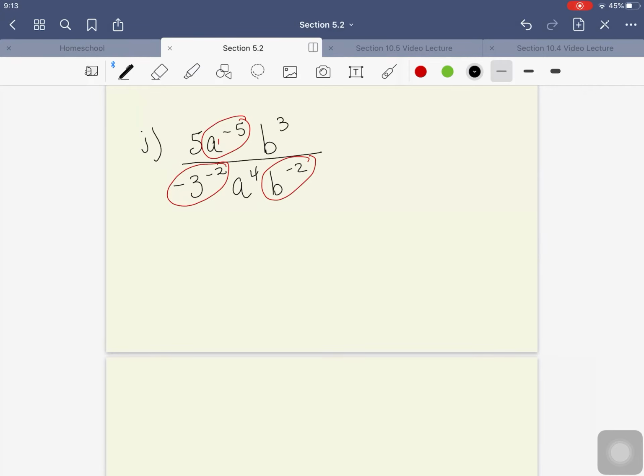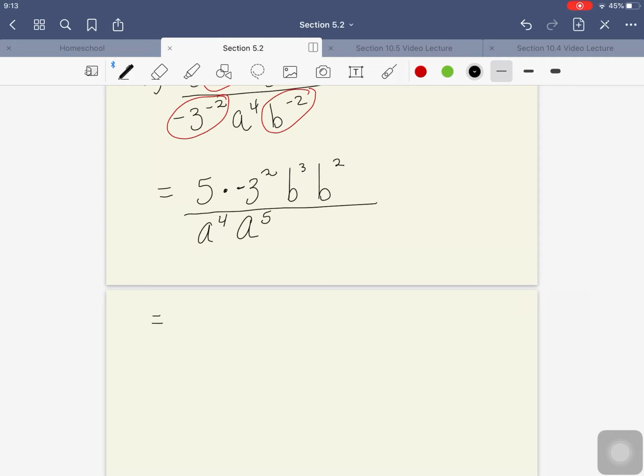All right, so I will have a 5. I'm going to flip up this negative 3 to the negative second. Now it's going to be a negative 3 to the positive second. And I'm also going to keep b cubed where it is, but flip up b to the second. And then in the denominator, a to the fourth will stay where it is, but I'm going to flip down a to the positive fifth.